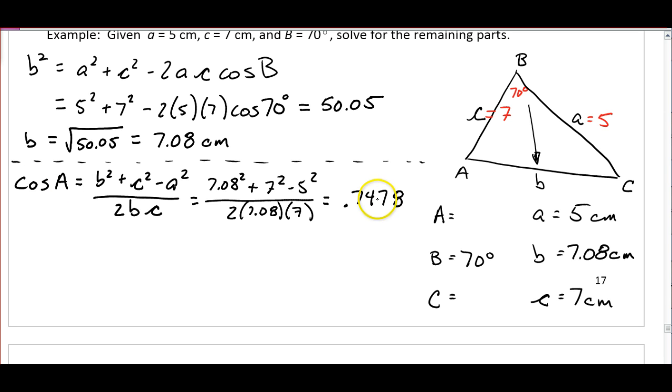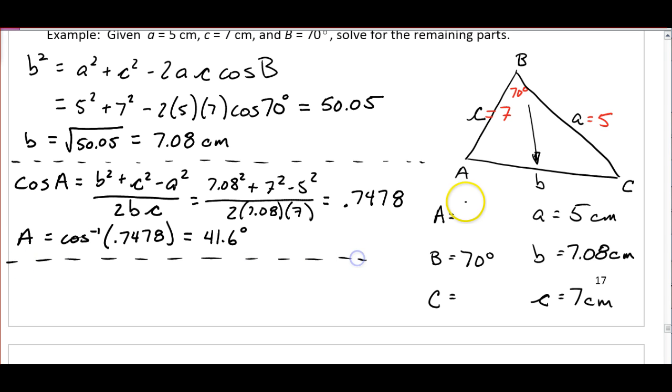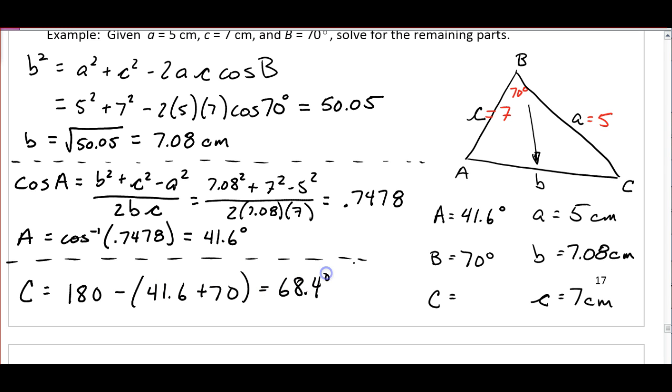Okay, so the cosine of A is equal to this. So in order to find A, we have to take the cosine inverse of that answer. So 0.7478, cosine inverse, and that should give us 41.6 degrees. Alright, and now that I have two of the angles, 41.6 degrees and 70 degrees, all I have to do to get angle C is subtract the two that I know from 180. So 41.6 plus 70, subtracted from 180, should give me 68.4 degrees.